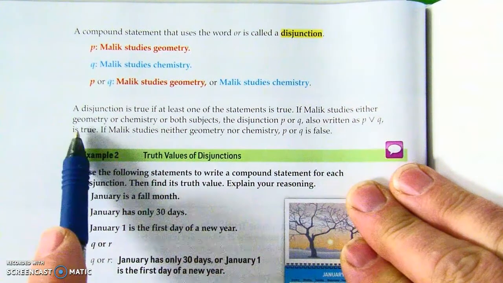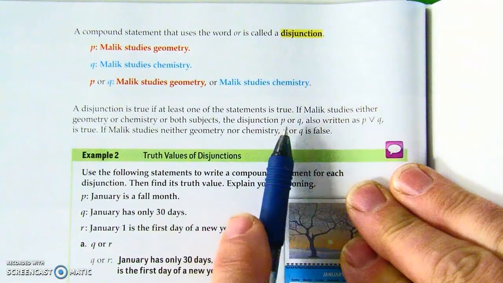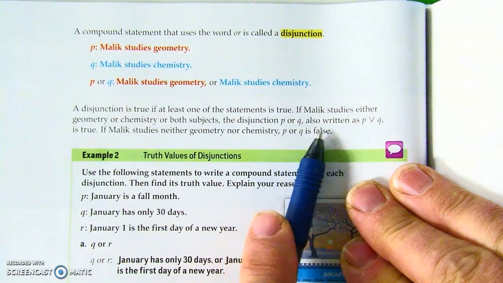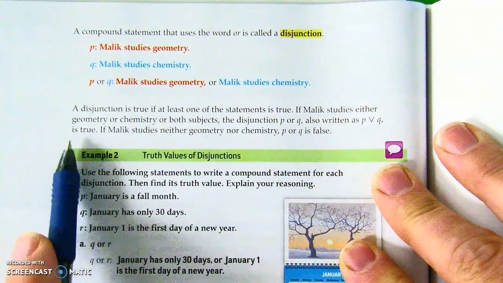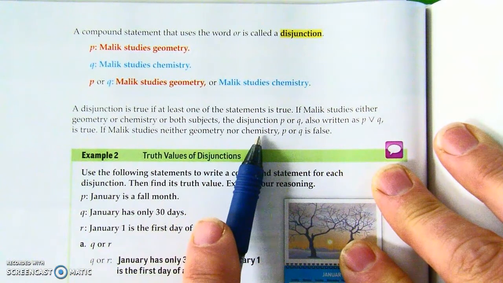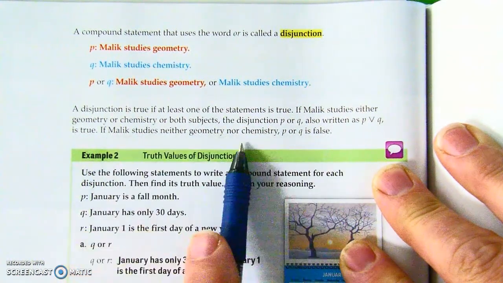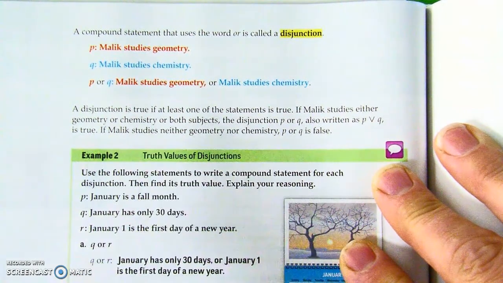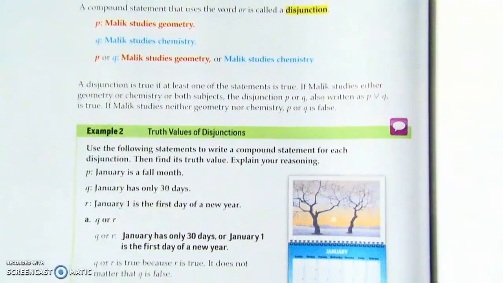If Malik studies either geometry or chemistry or both subjects, the disjunction P or Q, also written with the actual capital V, is true. If Malik studies neither geometry nor chemistry, P or Q is false, because now we did the negation of that one. That's what they talked about there, if that's the case. Okay, so let's look down here at our examples now.